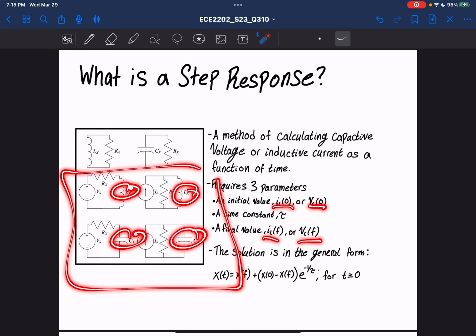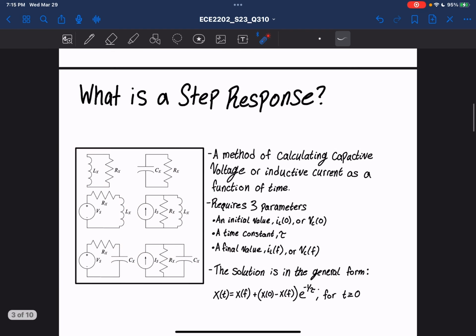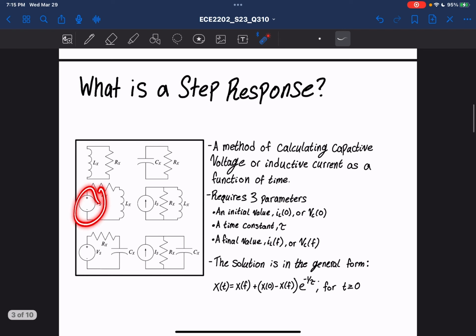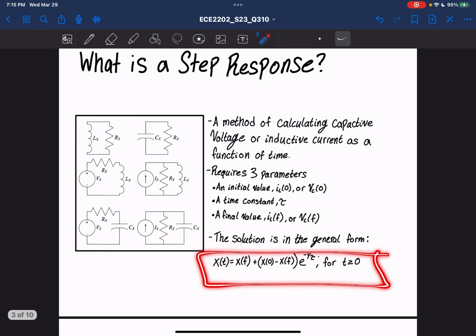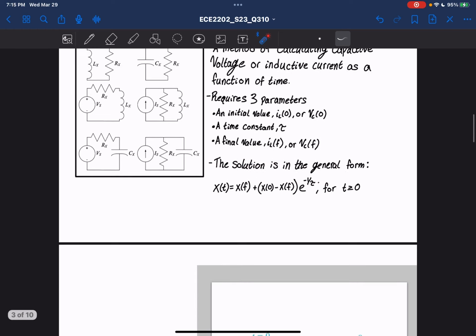And these bottom four show the four cases of step response, and these top two show the two cases of natural response. And the difference between these two is the presence of these independent sources, right? And the solution is going to be in this general format right there, right?